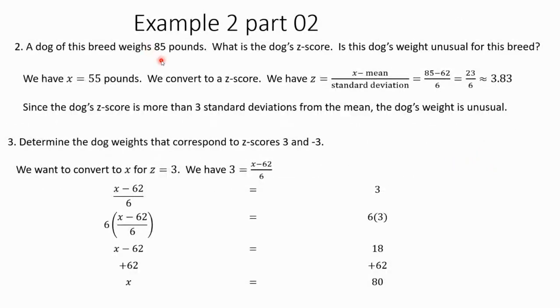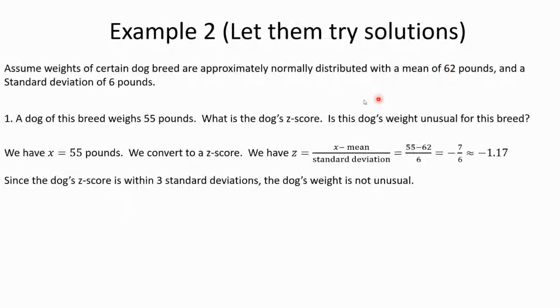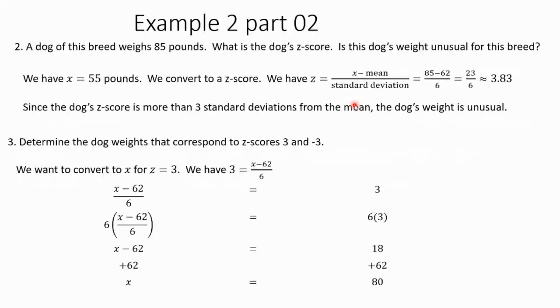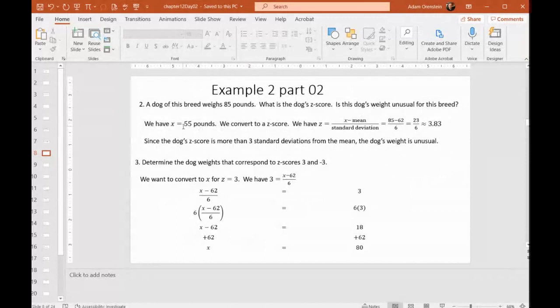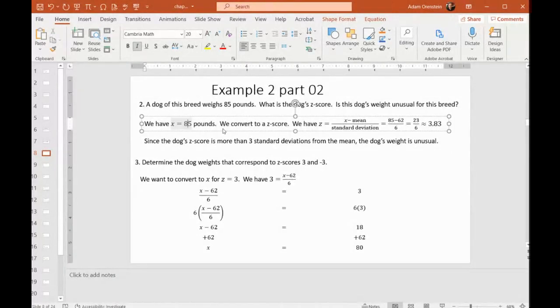For the second one, here we have a dog that weighs 85 pounds. Now the question is, what's the dog's z-score, and is this dog's weight unusual? Same idea. We find the z-score, which is 85 minus 62. I must have made a mistake here. This should be 85. My mistake. The calculation's right, but this should be 85. Sorry about that.